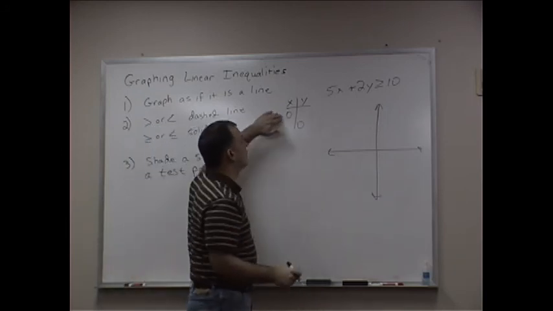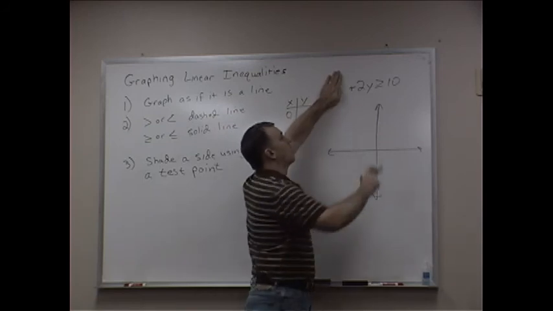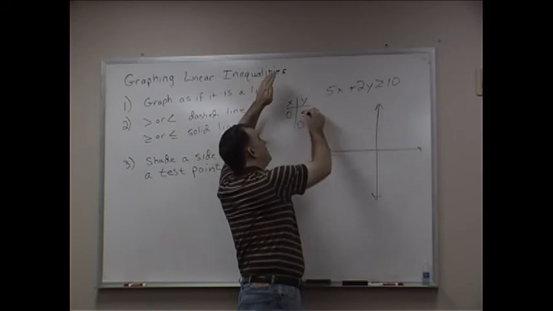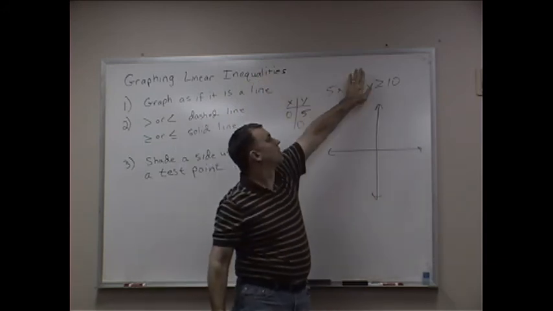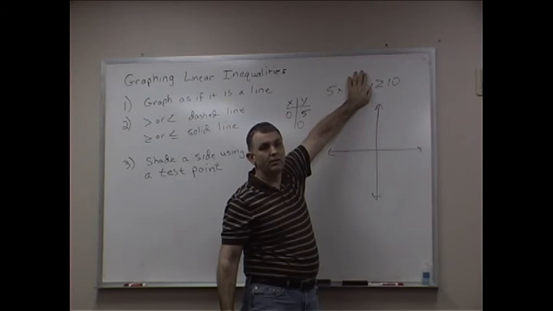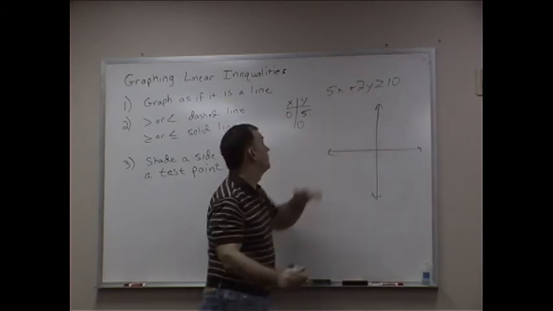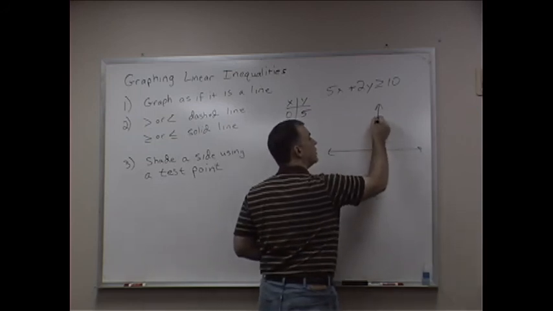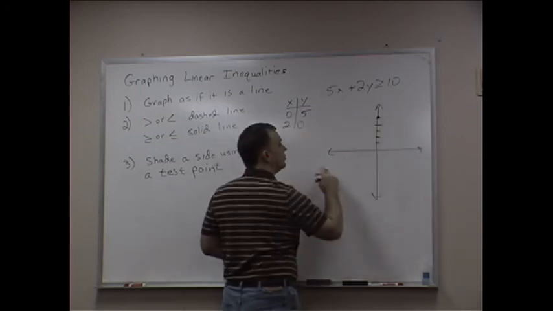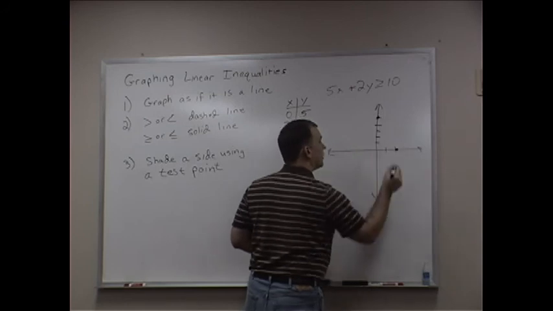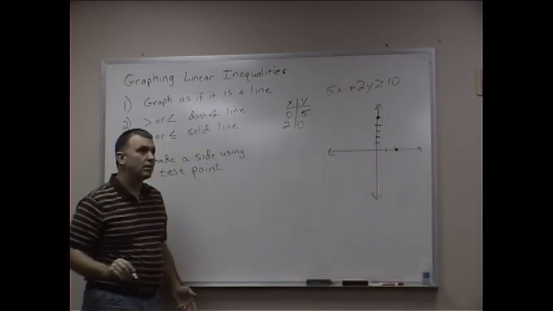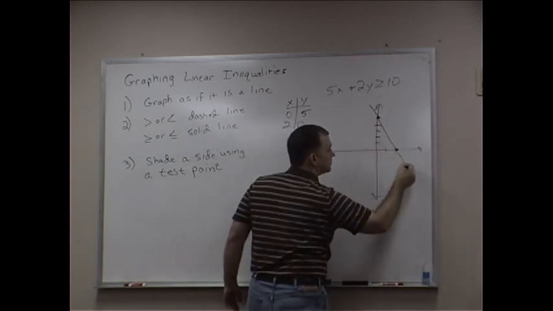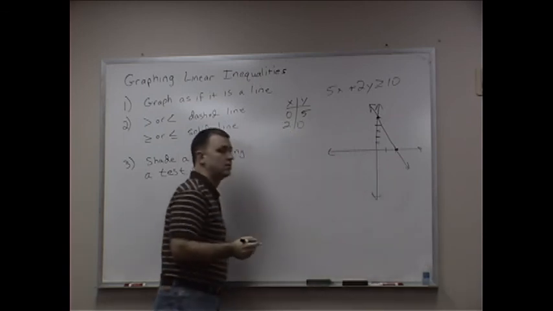So when I put in 0 for x, that eliminates that part. And when we solve this, 2y and 10, we would get y to be 5. When I cover up the 2y, I get 5x and 10, divide both sides by 5, and I get x to be 2. So 0, 5, graphs right there, 2, 0, graphs right there. Should I make it a solid line or a dashed line? Because of the equal sign, it is a solid line.